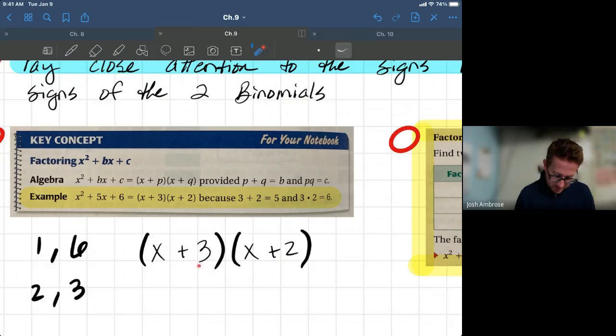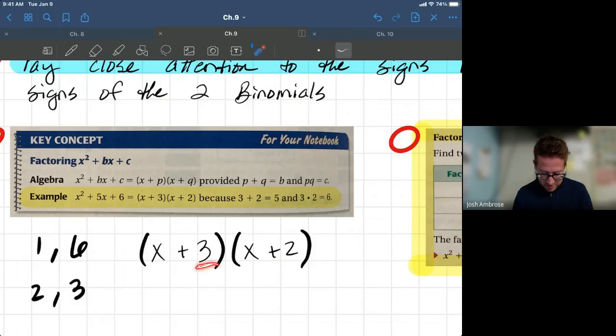What is 3 times 2? 3 times 2 is 6. What is 3 plus 2? Because they're both plus signs, 5. That's how we know that it is correct.